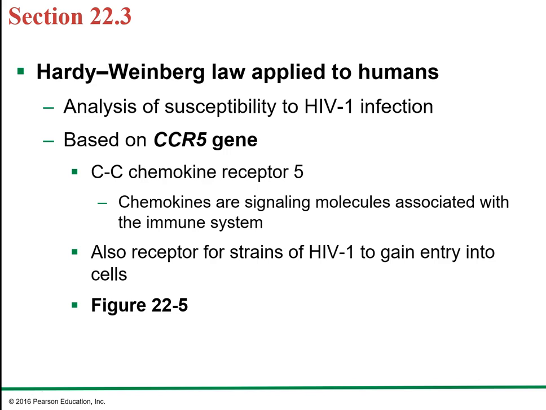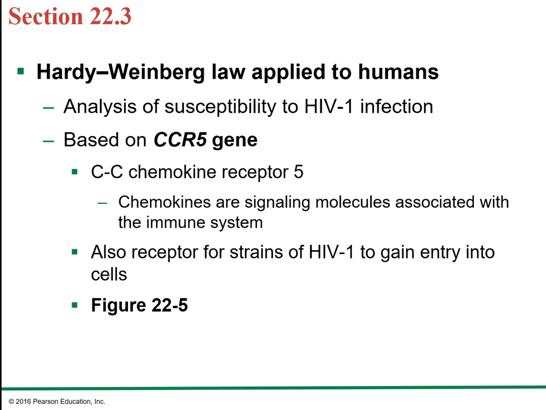This next example is more applicable to the human population and to disease. For this one, we're talking about susceptibility to HIV-1 infection. Susceptibility to even developing the HIV infection to begin with has been based on a gene called CCR5. This gene codes for a chemokine receptor, so it's called CC chemokine receptor 5. And chemokines are signaling molecules that are associated with the immune system.